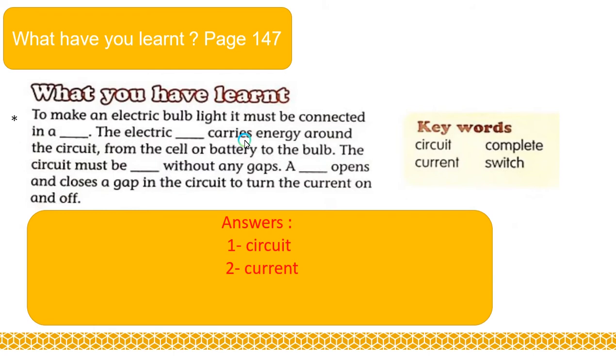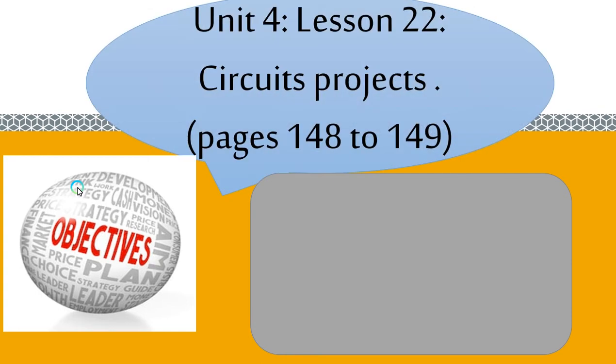So the electric current carries energy around the circuit from the cell or a battery to the bulb. The circuit must be complete, without any gaps. And for the switch, it will open and close the gap of the switch when the circuit goes. So our next lesson now is circuit projects, how we can make projects about electric circuits. Page 148 to page 149.